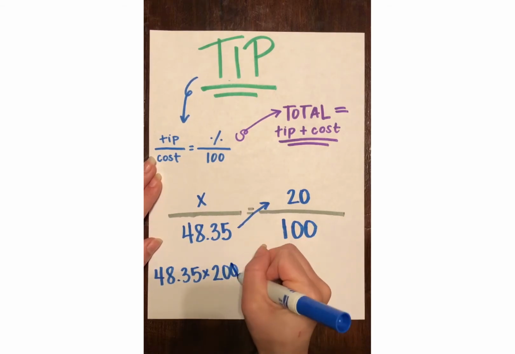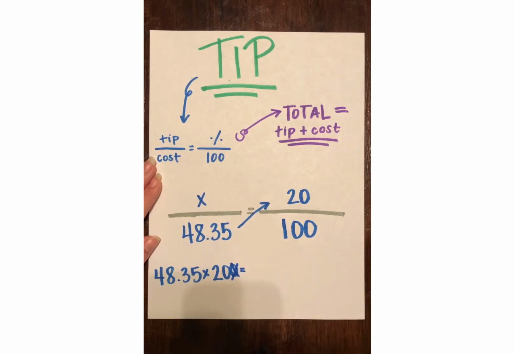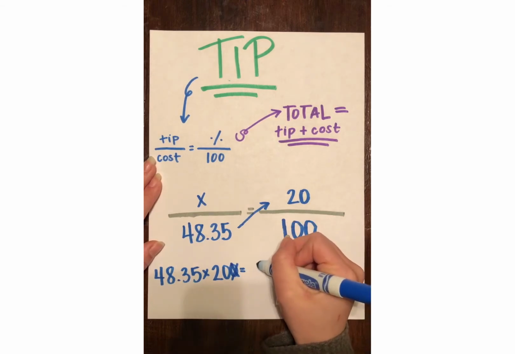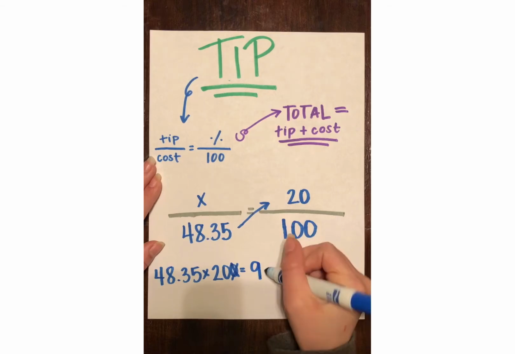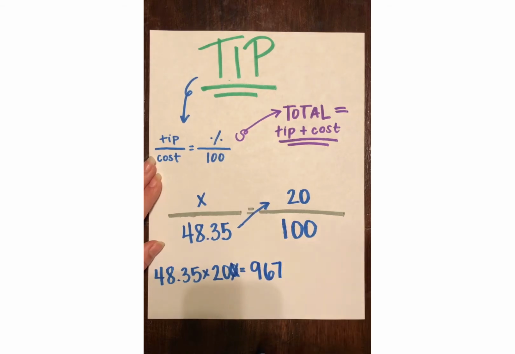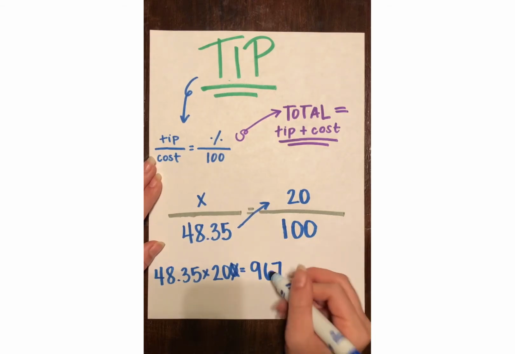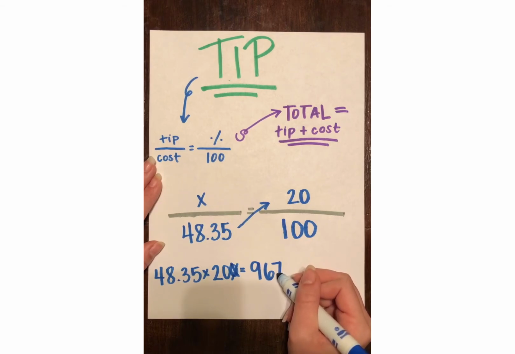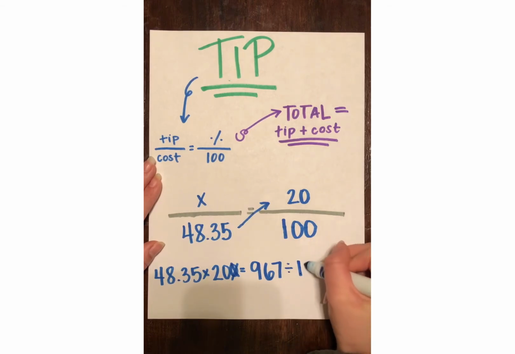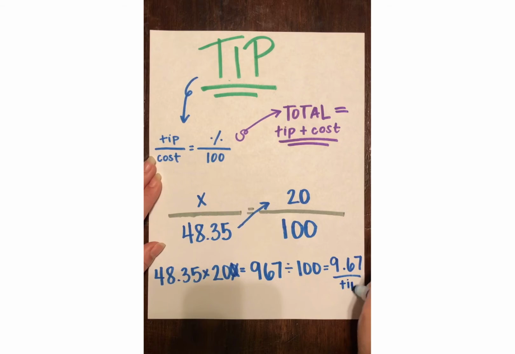Oops, not 200. All right, and 48.35 times 20 is going to give me 967. I then take 967 and divide by 100, which equals $9.67. That will be their tip.